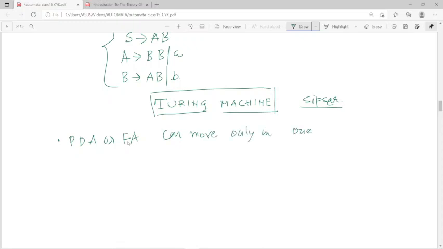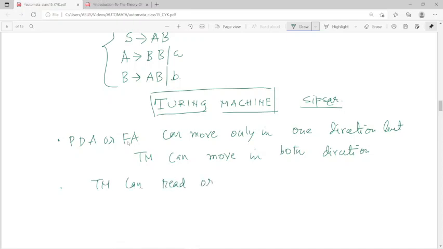Look, the tape moves in only one direction, in one direction, but Turing machines can move in both directions. And the thing is that a Turing machine can read and write on the tape. And a Turing machine has a tape, a finite control with read write head.